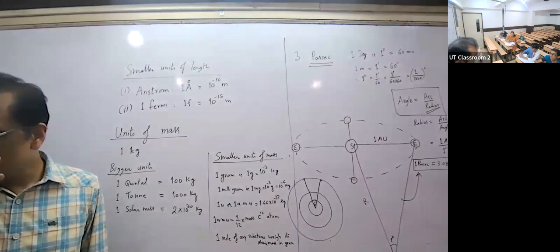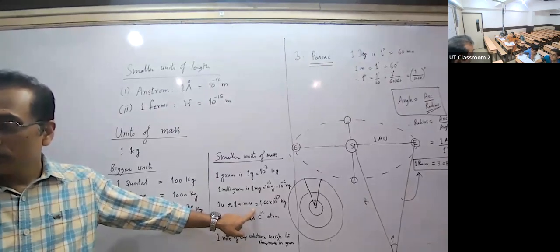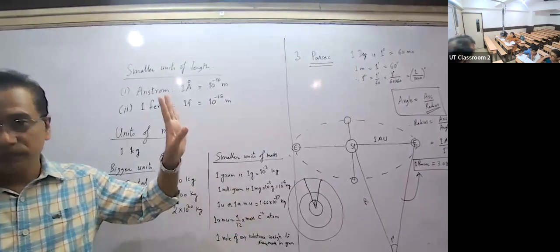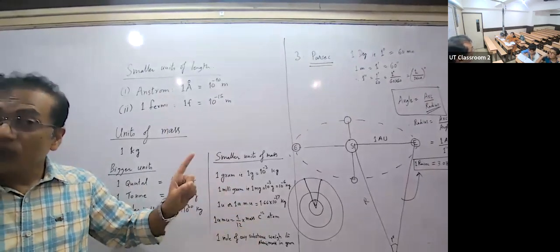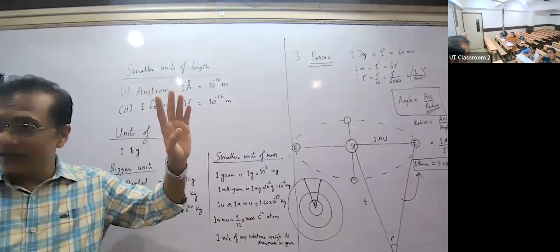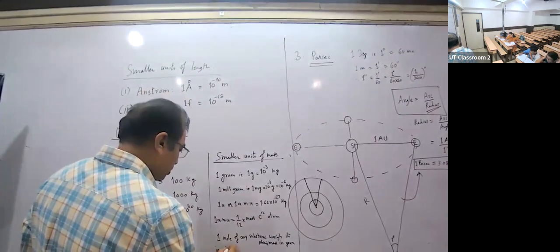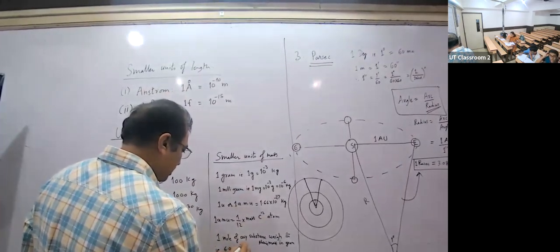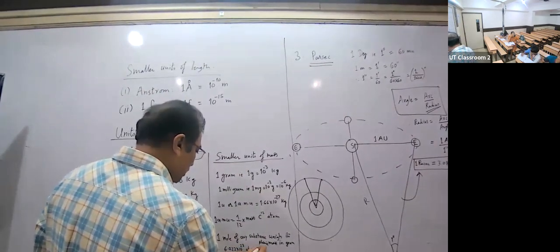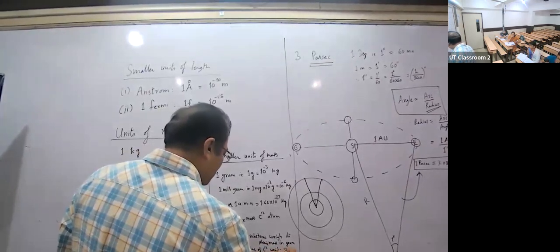And what is the atomic mass of C12 atom? 12. So one mole of carbon atoms will weigh 12 gram. That is the rule. And in one mole, how many atoms are there? 6.022 into 10 raised to 23. So one mole is 6.022 into 10 raised to 23 atoms of C12, which weigh 12 gram. This is what it means.